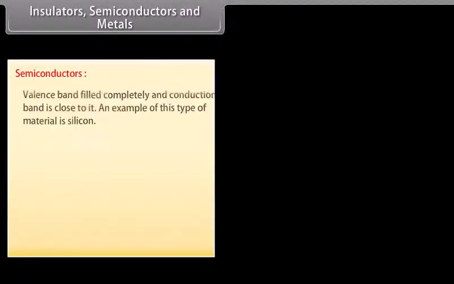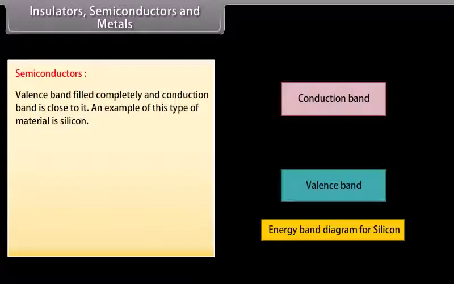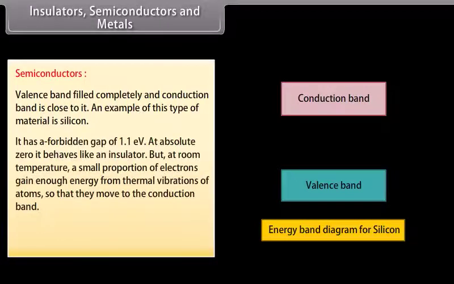Semiconductors. Valence band filled completely and conduction band is close to it. An example of this type of material is silicon. It has a forbidden gap of 1.1 electron volts. At absolute zero it behaves like an insulator.